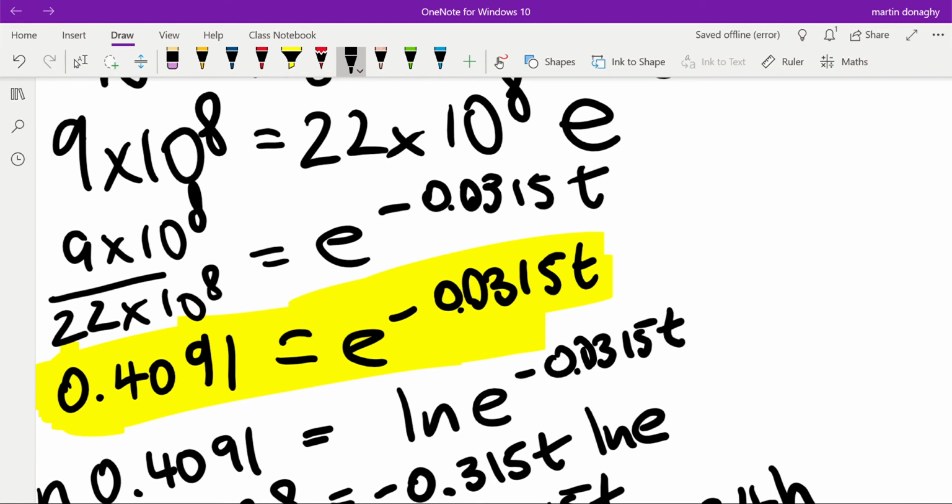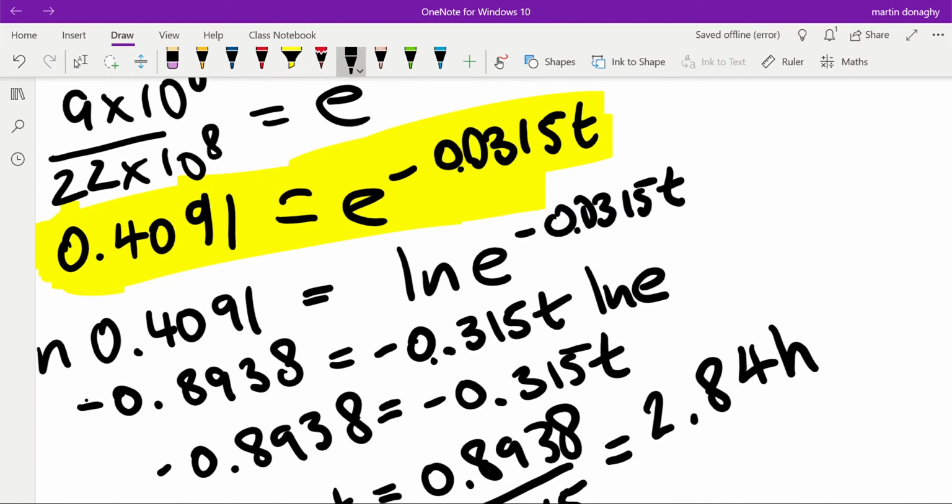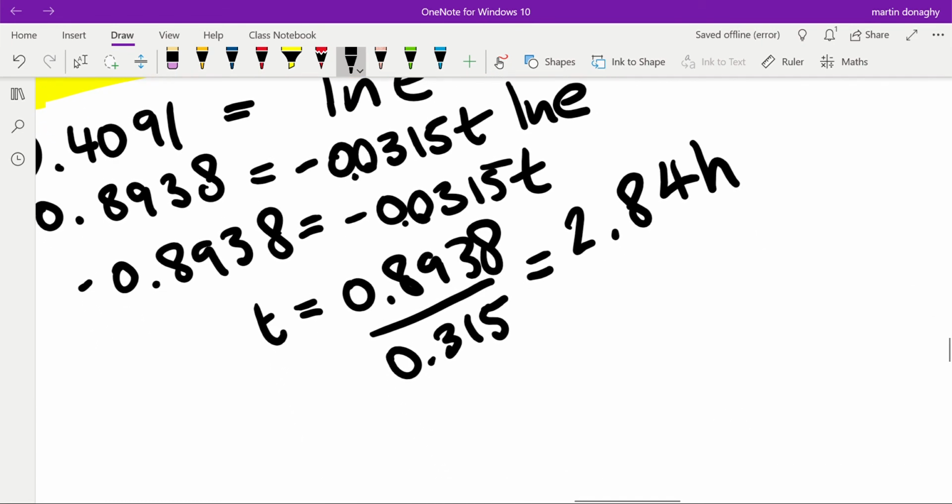Always good to have an estimate of what your answer is. That way when you make a mistake, you're more likely to spot it. I mean, if you can't, don't make mistakes like me in the first place. But that should be easily fixed because we just put in an extra 0 there. So that should give us 28.4 hours. And that looks better.